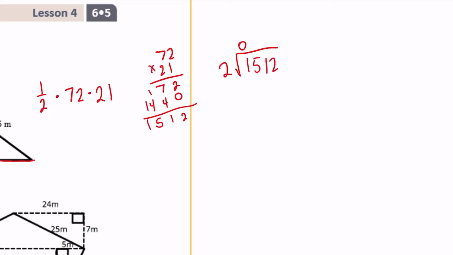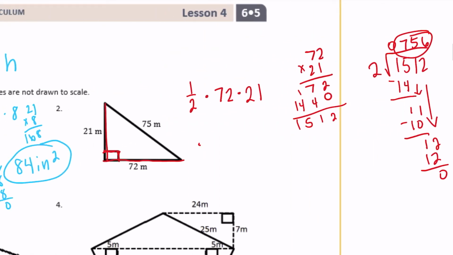2 goes into 15, 7 times. Bring down the 1, 2 goes into 11, 5 times. Bring down the 2, 2 goes into 12, 6 times. No remainder, nothing to bring down, so we get 756 meters squared.